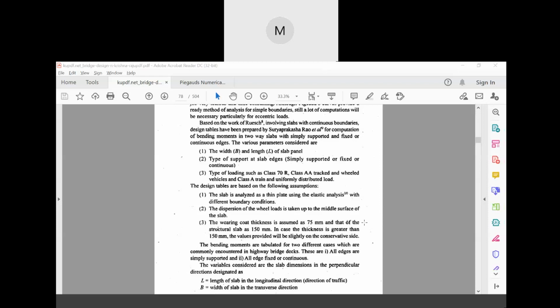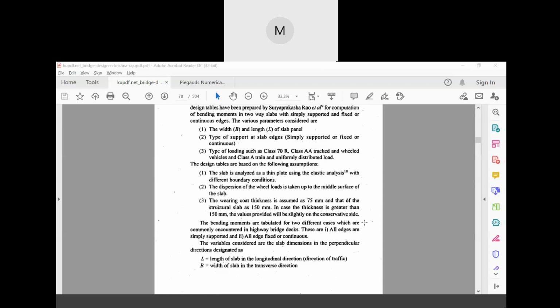Now the design tables are based on the following assumptions. The slab is analyzed as simply supported using elastic analysis with different boundary conditions. The dispersion of the wheel loads is taken up to the middle surface of the slab.